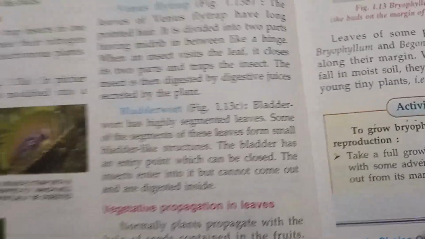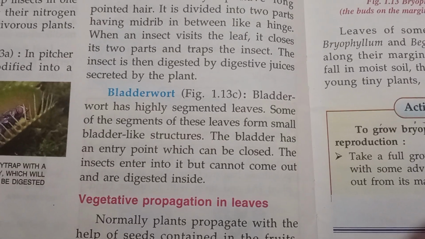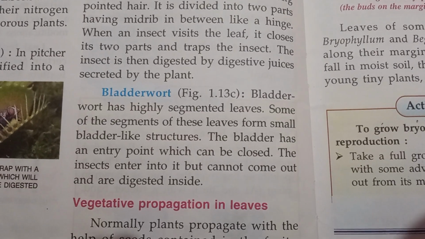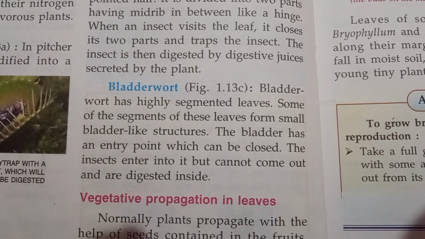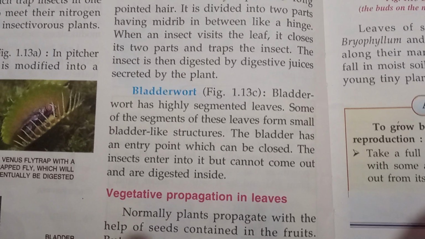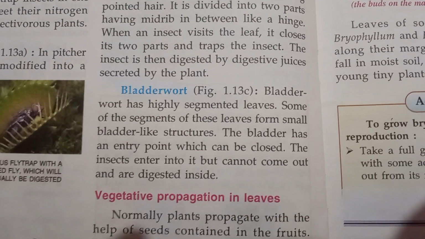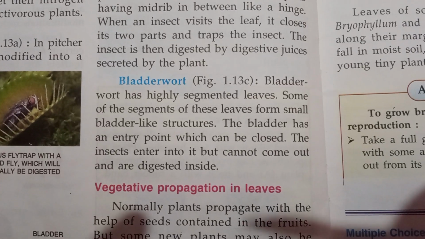So here we have bladderwort. Bladderwort has highly segmented leaves. Some of the segments of these leaves form small bladder-like structures. The bladder has an entry point which can be closed. The insects enter into it but cannot come out and are digested inside only.